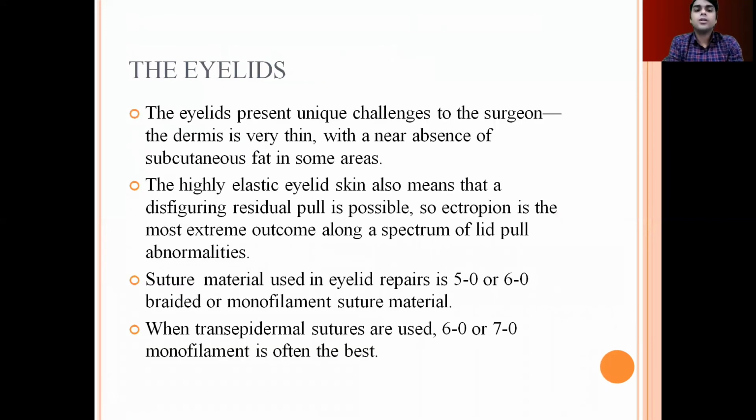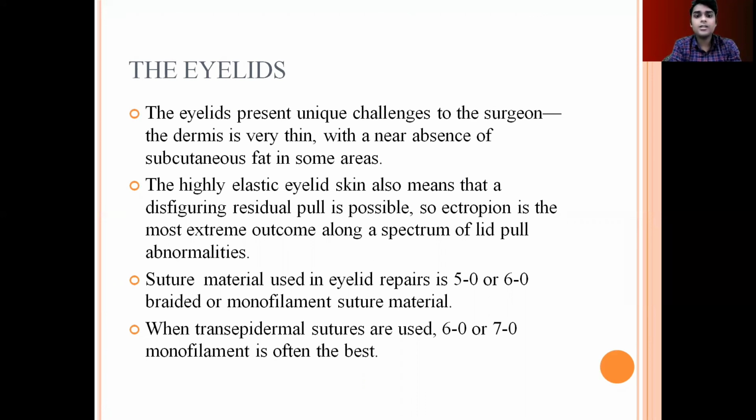Now coming to the eyelid and lips, some special regions on how suturing should be done in these areas. Eyelids present a unique challenge to the surgeon. The dermis is very thin with a near absence of subcutaneous fat in some areas. The highly elastic eyelid skin also means that disfiguring residual pull is possible, so ectropion, that is the pulling of the eyelid away, is the most extreme outcome along a spectrum of lid pull abnormalities.